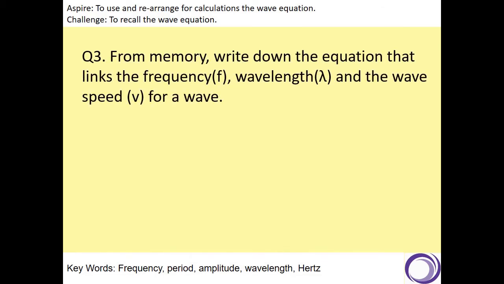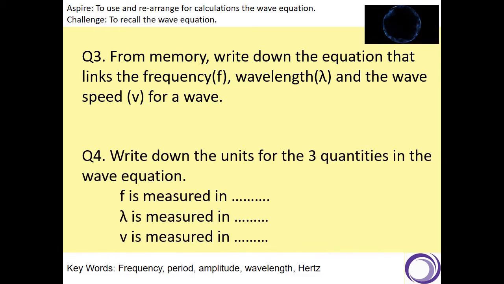Question 3 then. So from memory, I want you to write down the wave equation. That's the equation that links the frequency, f, wavelength, lambda, wave speed, v, for a wave. And then I want you to write down the units for me for each of the 3. Units of frequency, units of wavelength, and units of velocity. I'm just going to give you a minute.